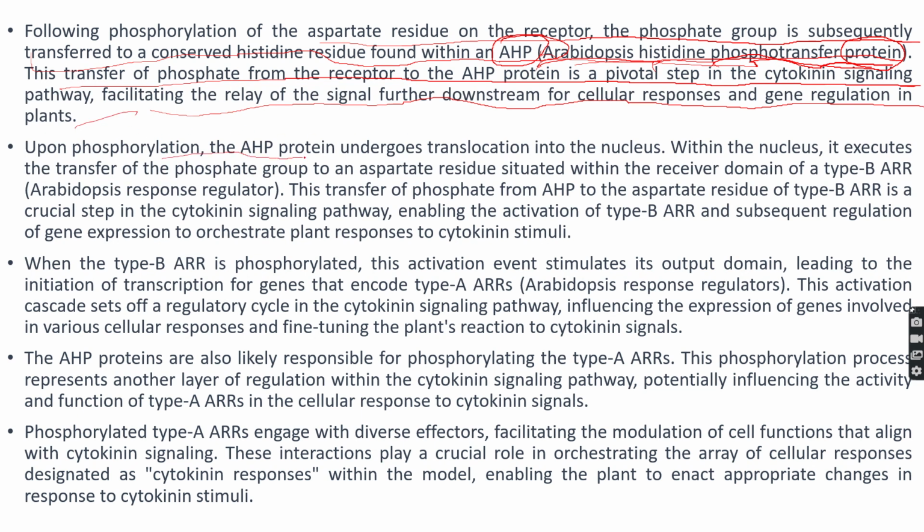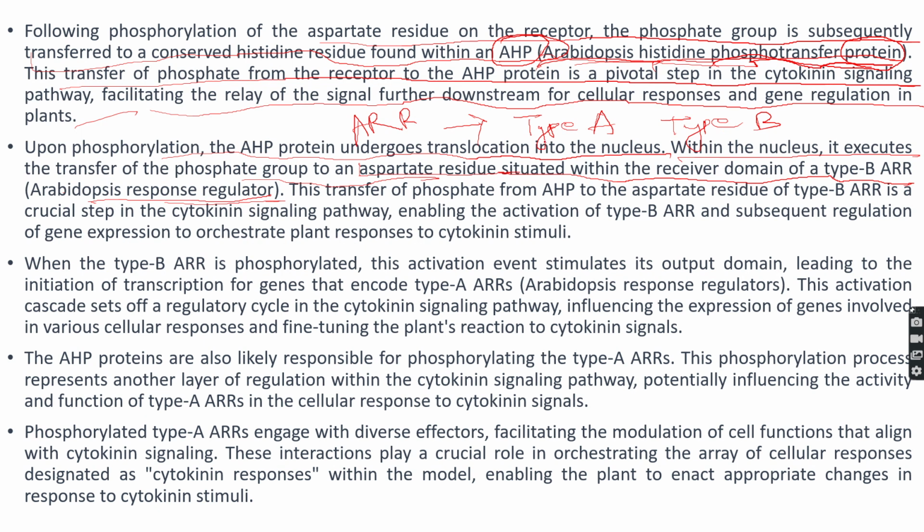Upon phosphorylation, the AHP protein undergoes translocation into the nucleus. Okay, within the nucleus, it executes transfer of the phosphate group to the aspartate residue situated within the receiver domain of type B ARR. ARR meaning Arabidopsis response regulator. There are two types of ARR here. One is type A ARR, another is type B ARR.